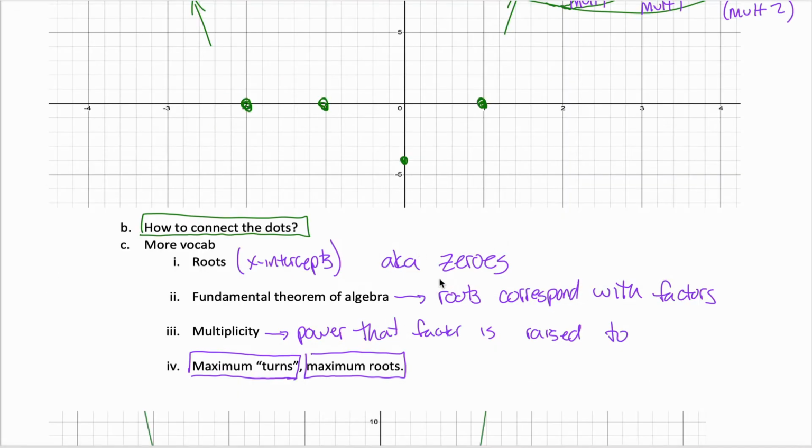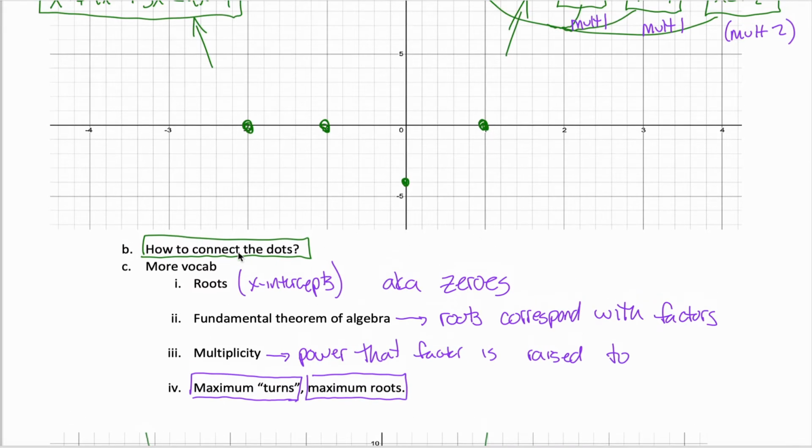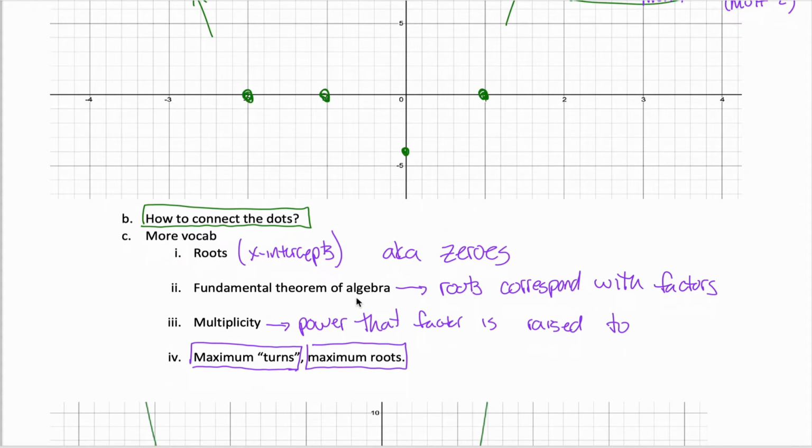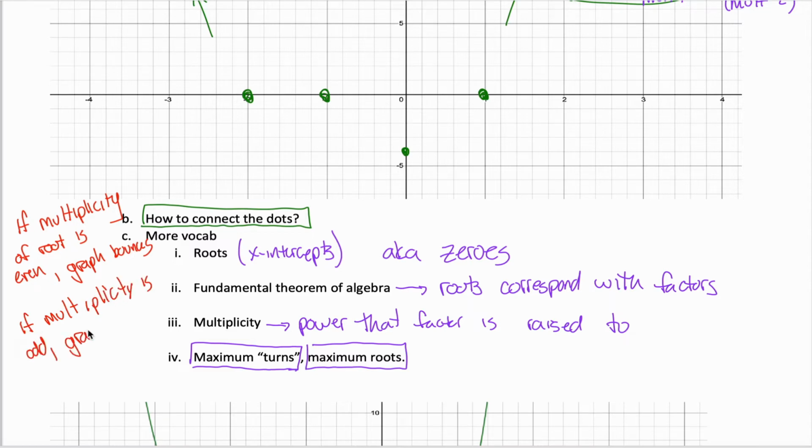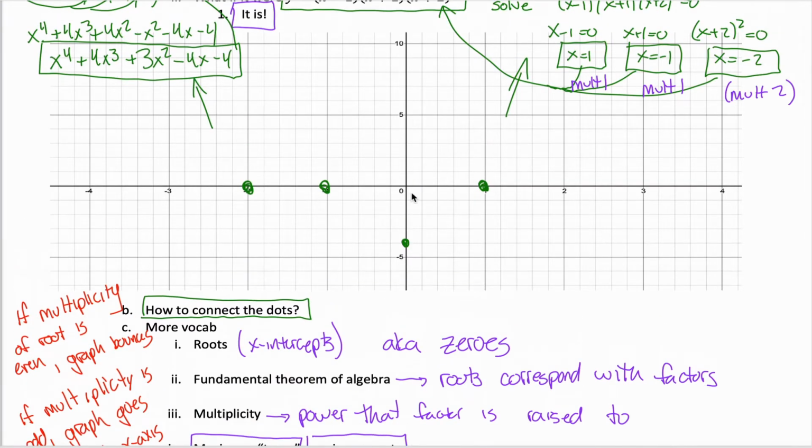And you're like, all right, cool, now I can speak really complicated using all this deep mathematical lingo, but how does that help me connect the dots? Well, it turns out the way you connect the dots is just based on the multiplicity of the roots. If the multiplicity of the root is even, the graph, loosely speaking, bounces at that root. And if the multiplicity is odd, the graph goes through the x-axis. What am I talking about? Let's go back up here.